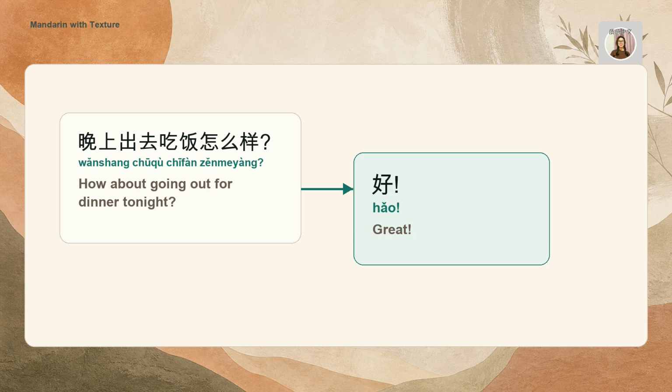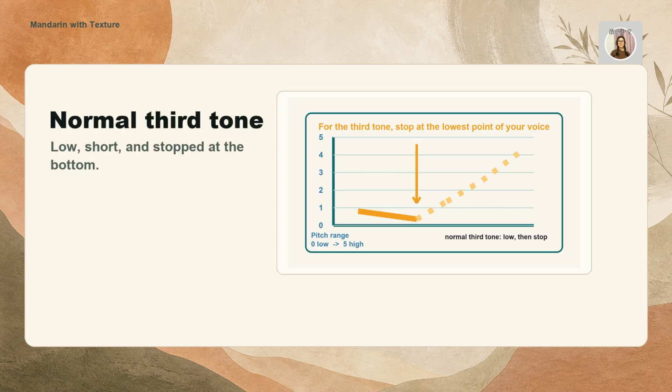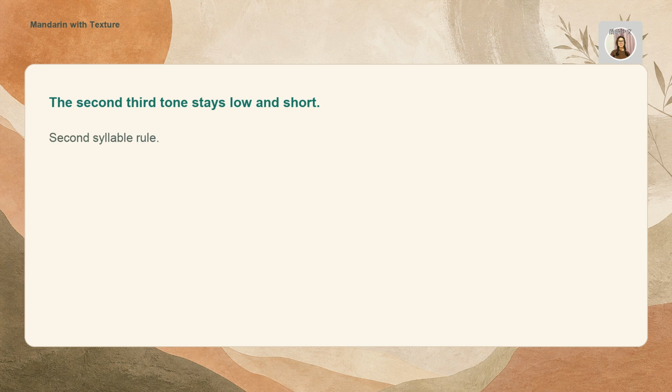Now let us make the rule simple. A normal third tone is low, short, and goes slightly down. Think of it as the half third tone. But when two third tones are next to each other, the first one changes into a rising tone. It sounds very close to the second tone, but it does not need to rise quite as high. The second third tone stays low and short.